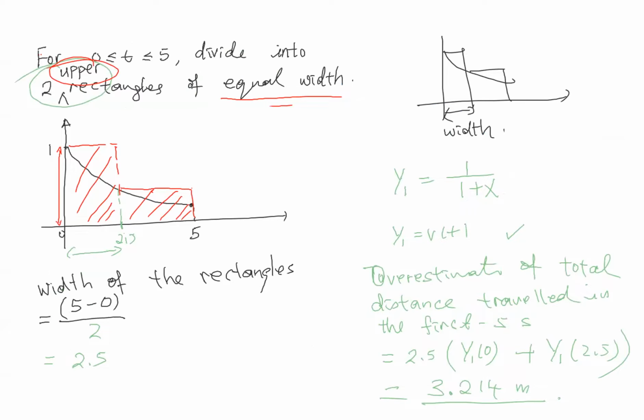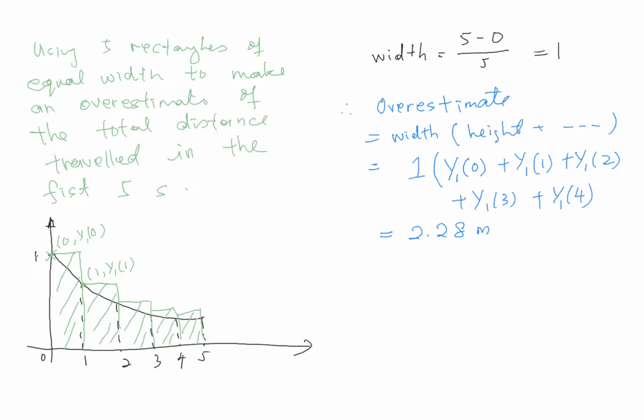Hello? Are you okay? Why is this better for overestimation? Why is it better? I thought it's overestimation. Yes, but it's compared to two rectangles of equal width. Compared to two rectangles of equal width, it is a better approximation. Yes, that is given. 2.28 meter. So are you clear?